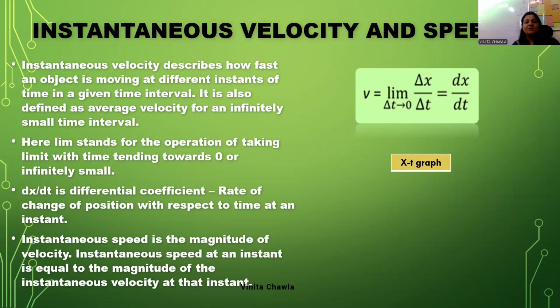So instantaneous speed is the magnitude of velocity. Instantaneous speed at an instant is equal to the magnitude of instantaneous velocity at that instant.